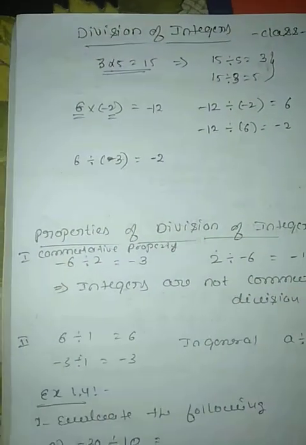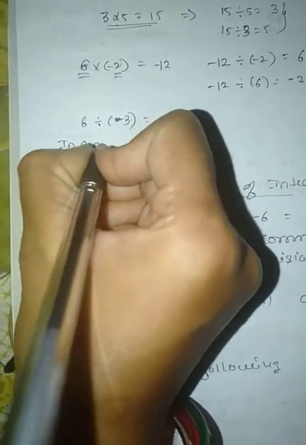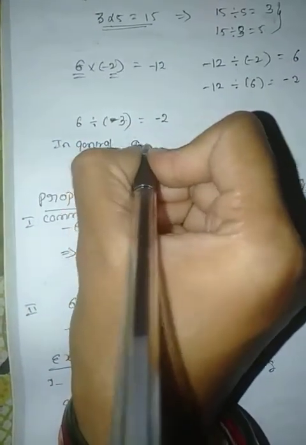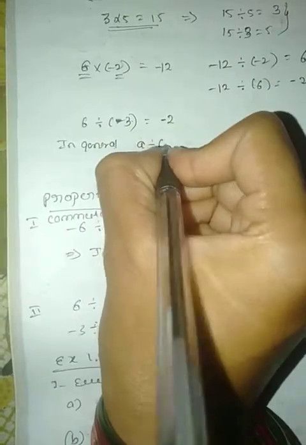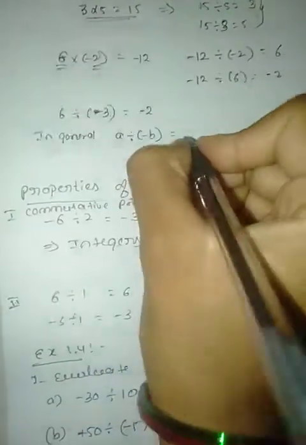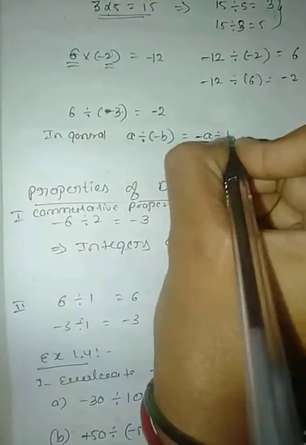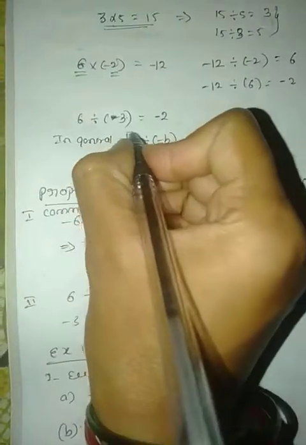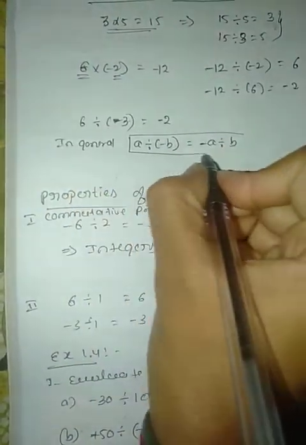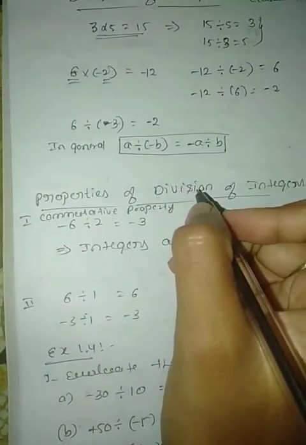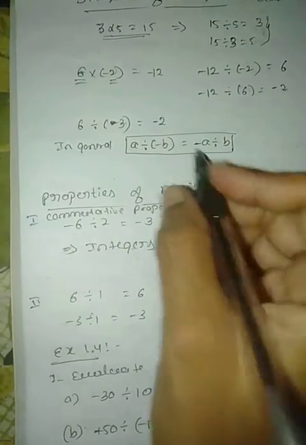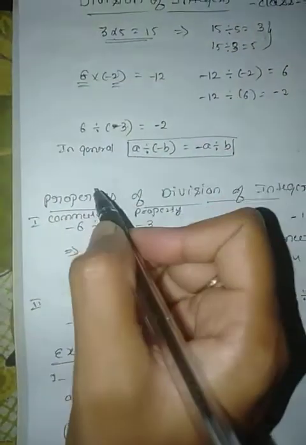Okay. So in general, how can we write it in general? So we can write a divided by minus b is equal to minus a divided by b. Remember that in general, a divided by minus b is equal to minus a divided by b. Here I took one positive and one negative integer.